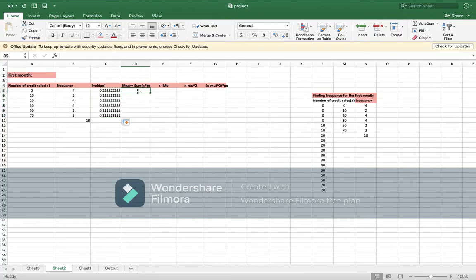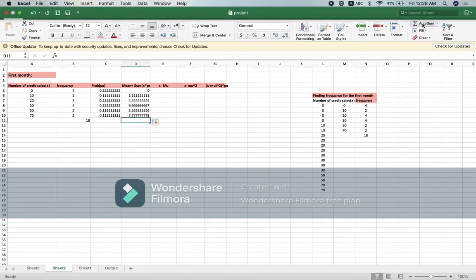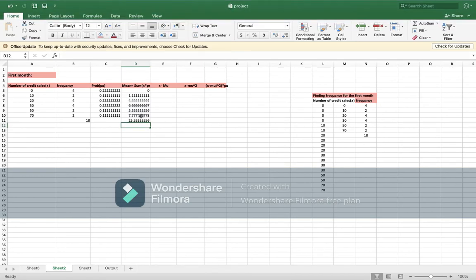Okay, here the mean, we will multiply x by the probability. X is number of sales, and again then you will sum all the mean. But in the project they asked that they want the mean to be a whole number, so 26.